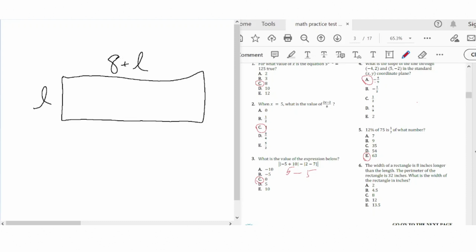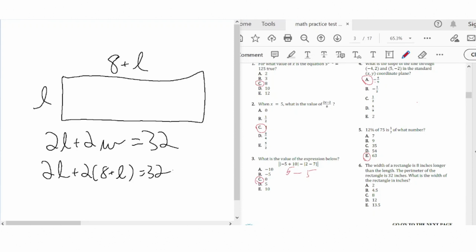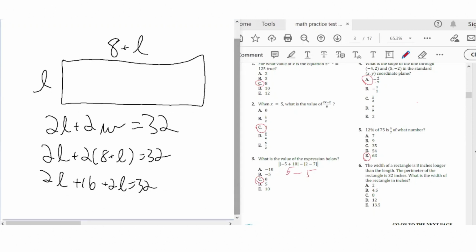We are also given the perimeter, which is 32 inches, and we have to find the width. Okay, we know the formula for the perimeter of a rectangle is 2L plus 2W equals P. In this case, P is 32. And we also know that W is 8 plus L, so we can rewrite this equation. Now we have 2L plus, distributing this 2, plus 16 plus 2L equals 32. Combining like terms, we get 4L equals 16, because we can subtract 16 from both sides. Therefore, the length equals 4.